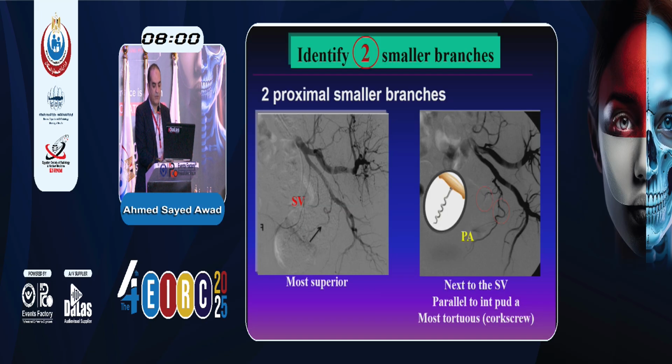Then we go anteriorly to 2 smaller branches arising from the anterior division. The first one is the superior vesical, followed by the prostatic artery, which runs parallel to the internal pudendal and is the most tortuous, giving the corkscrew appearance.